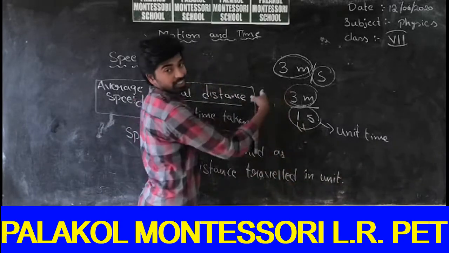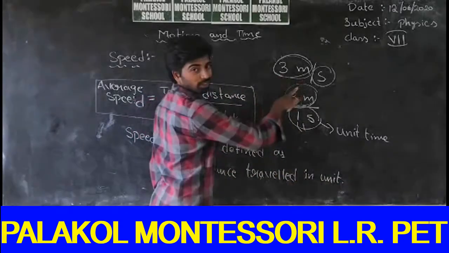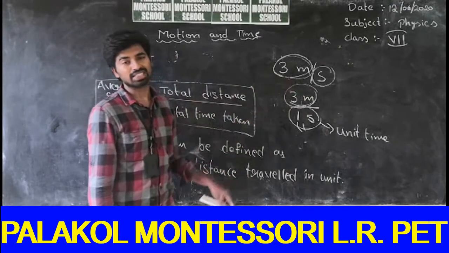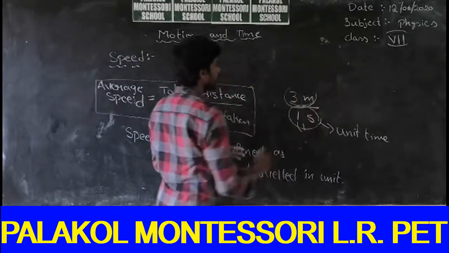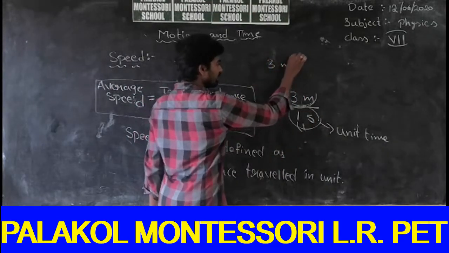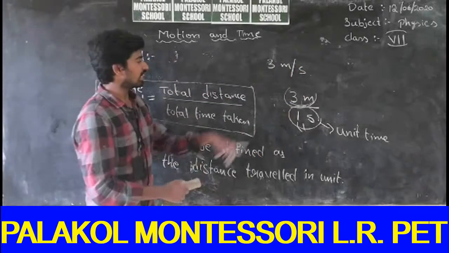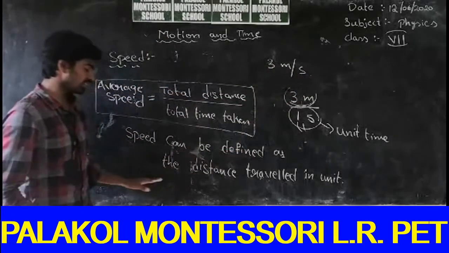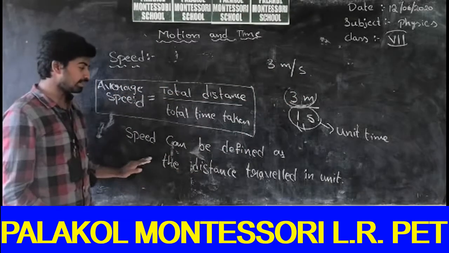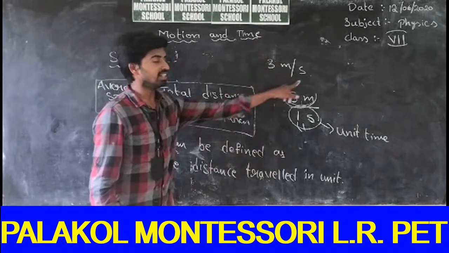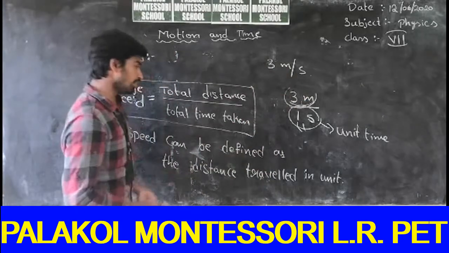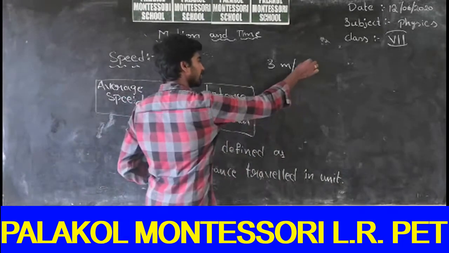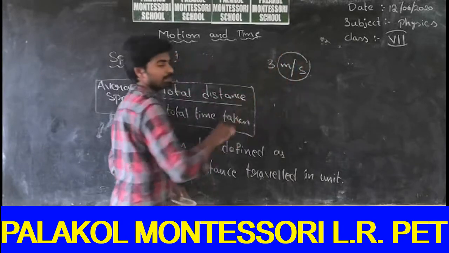So what was the speed giving? We have calculated with an example that the speed of an object is 3 meters per second. So what information was included here? It is traveling 3 meters in 1 second. It is giving the distance traveled in 1 second. That is the definition of speed. Speed can be defined as the distance traveled in 1 second. Here we have found the units of speed: meters per second.